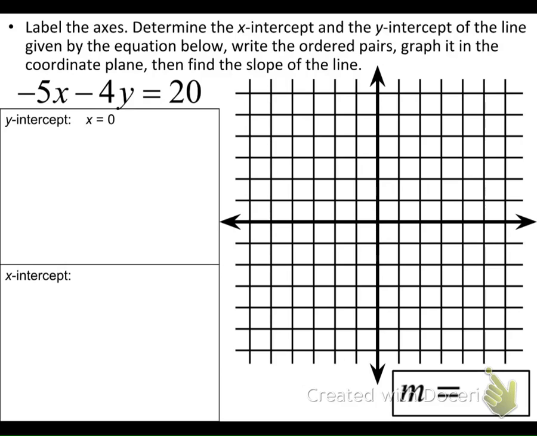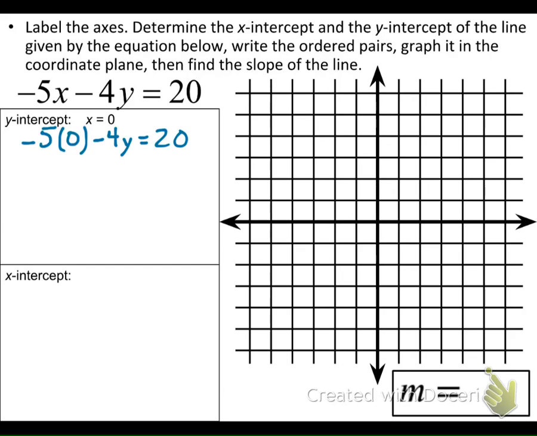Now I know that you guys know how to do this. You want to do it for me? Tell me what to write. -5, 0, -4, y equals 20. Nice.